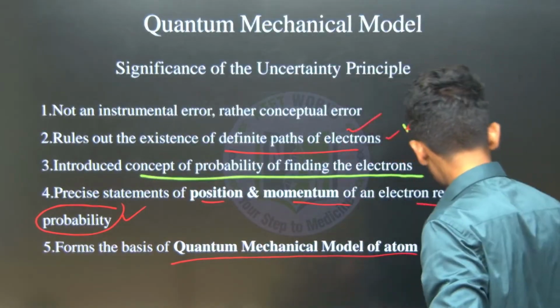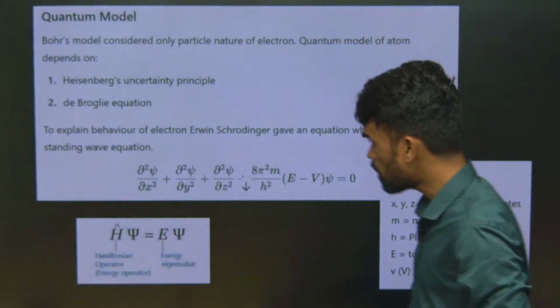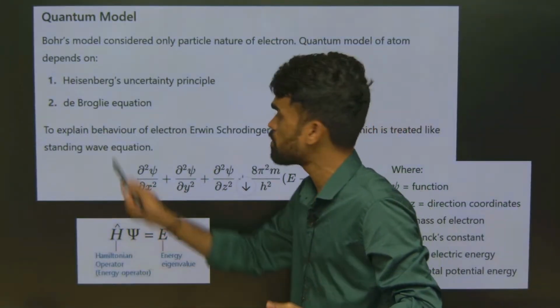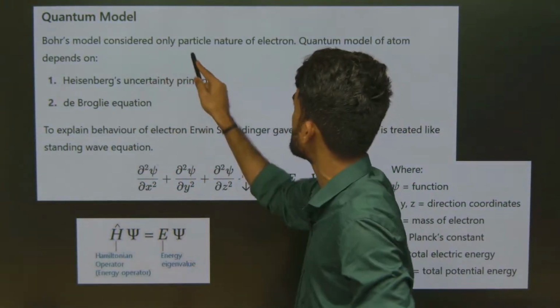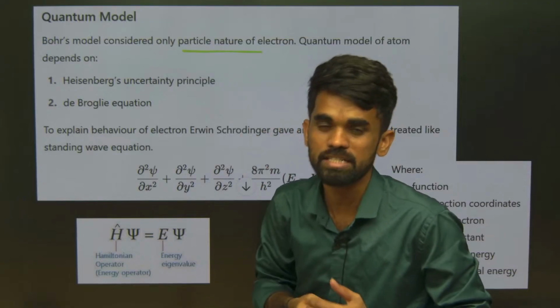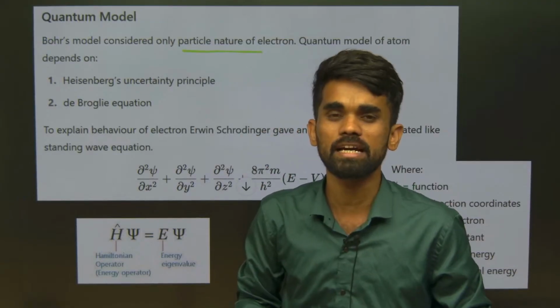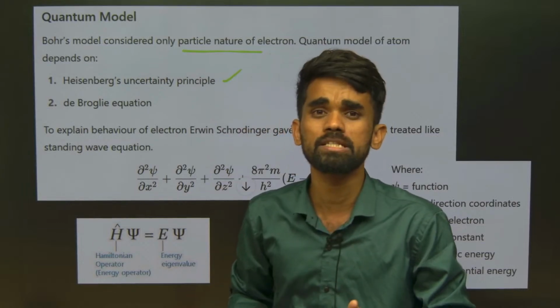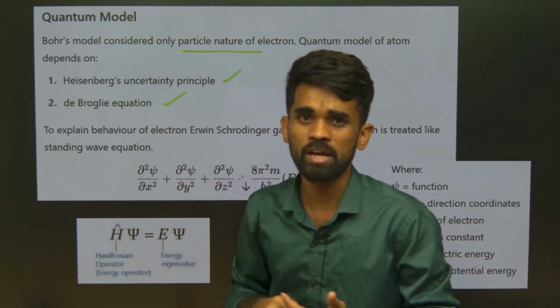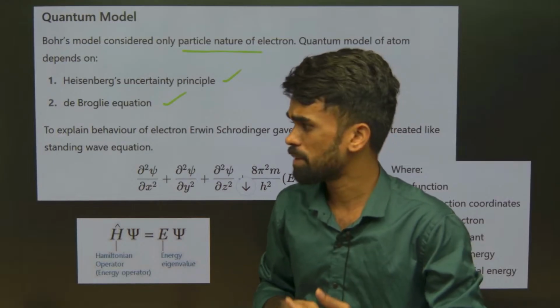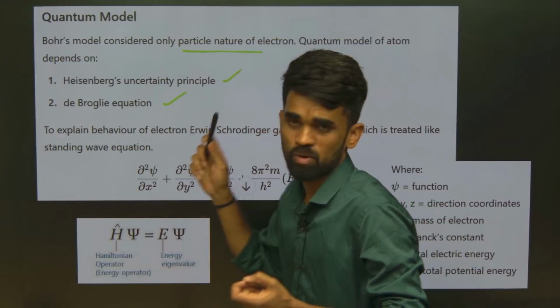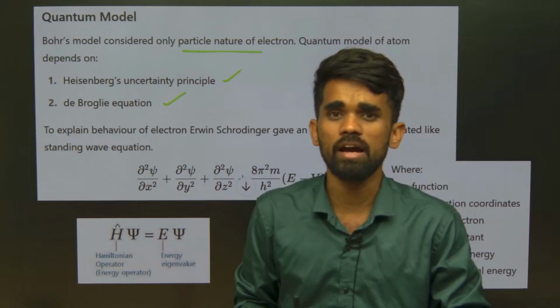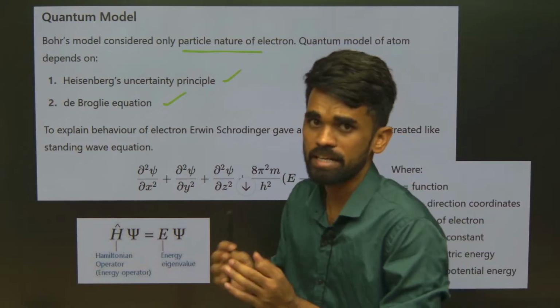So what is considered in the quantum mechanical model? In the Bohr model the particle nature of the electron is considered. But in the quantum mechanical model, by considering Heisenberg's uncertainty principle and de Broglie's wave nature, our quantum mechanical model has been introduced.